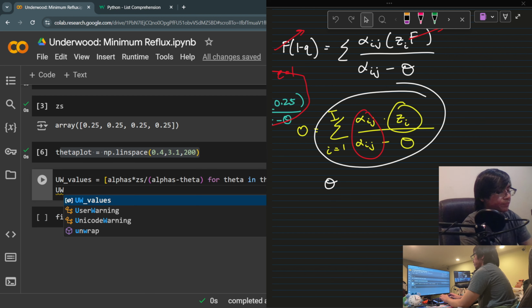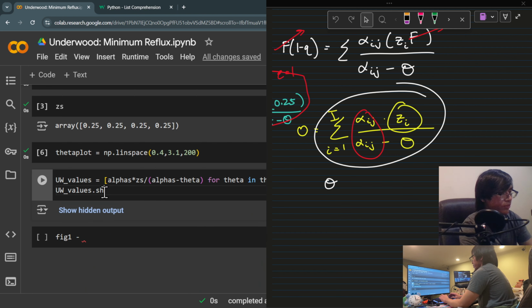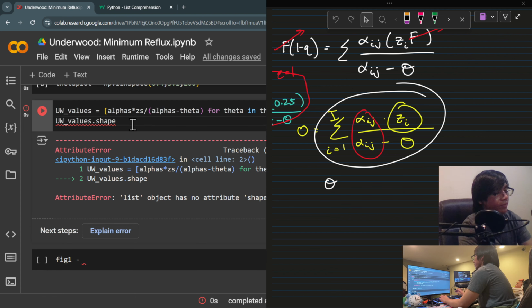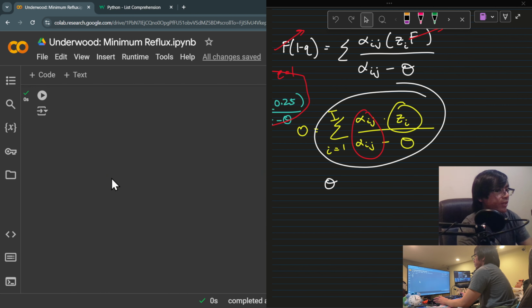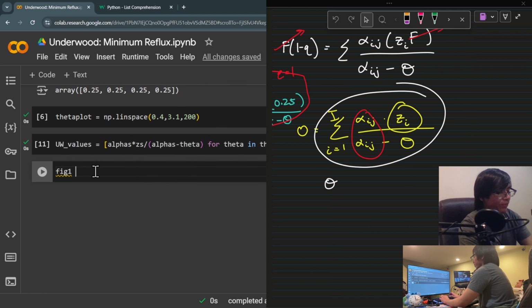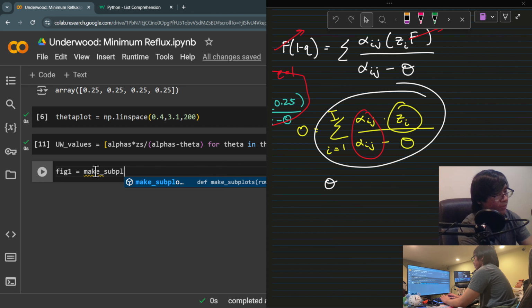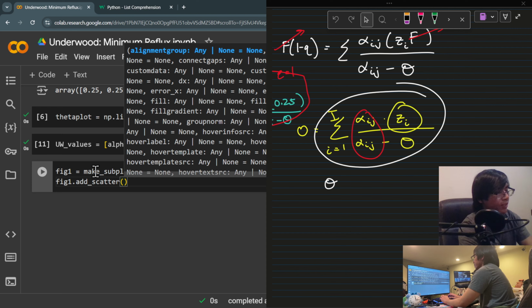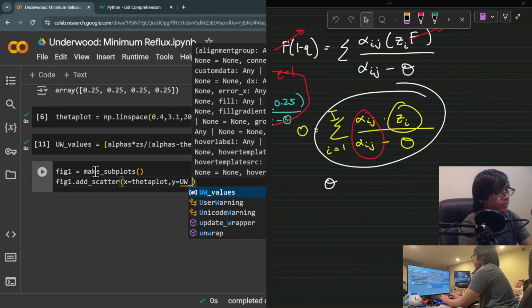We could take a look at that. It's going to be a very long list. Yep. And it will be about 200 points. Well, it should be to match up here. Is there a shape I can do? I don't know. It should be 200, but I don't know how to view that. At least not off the top of my head. I could Google it, but let's just graph it. Since this isn't even part of the problem statement, but anyway. Go as usual, add scatter. What is happening? X is equal to our theta plot, and Y is equal to our Underwood values.